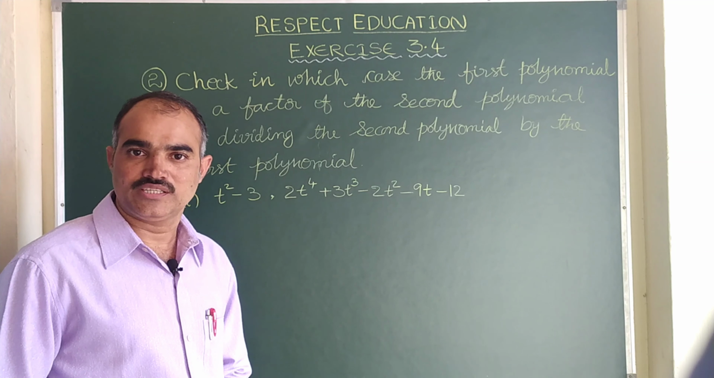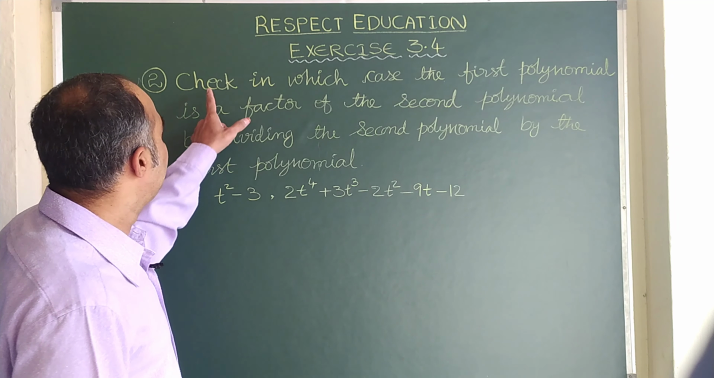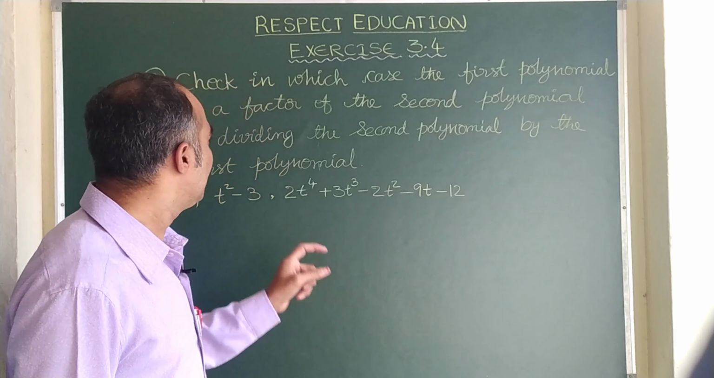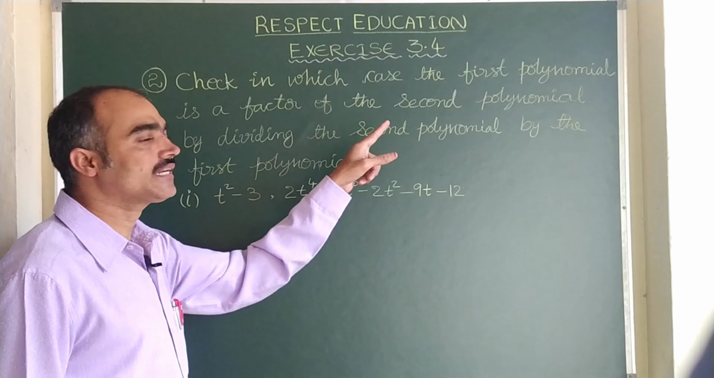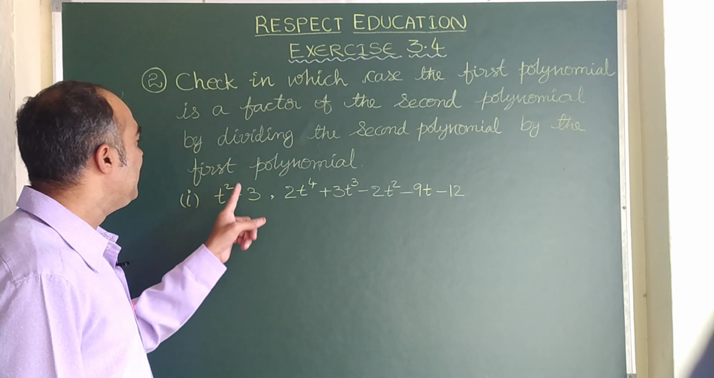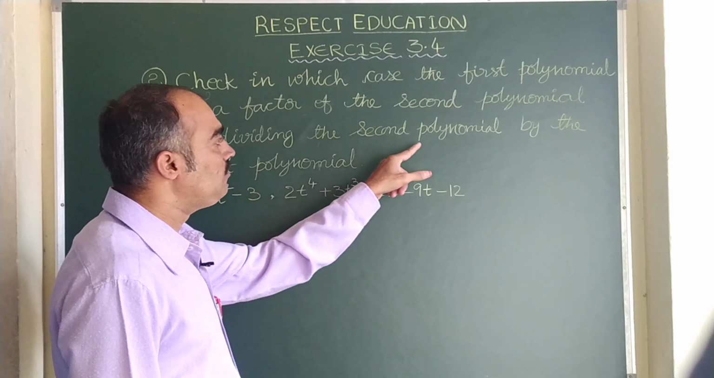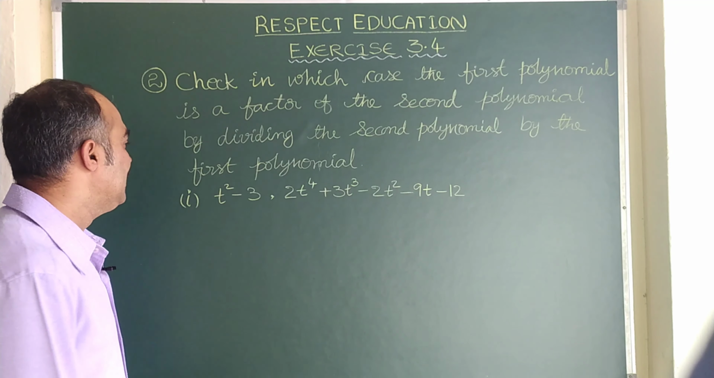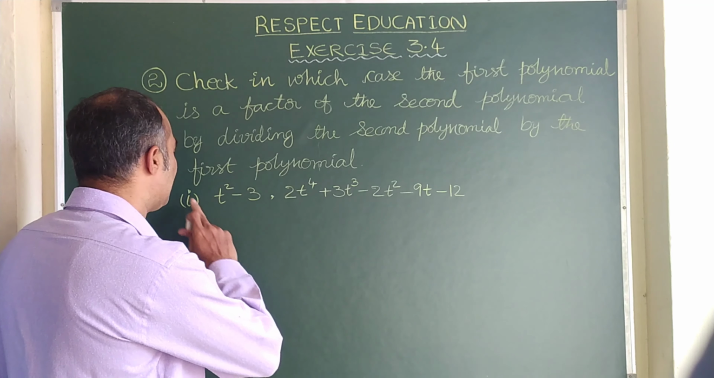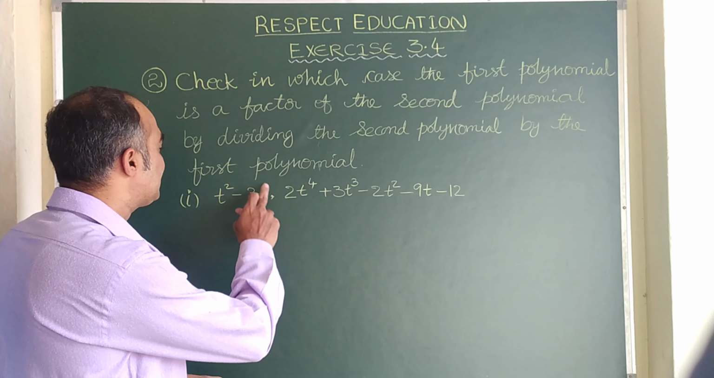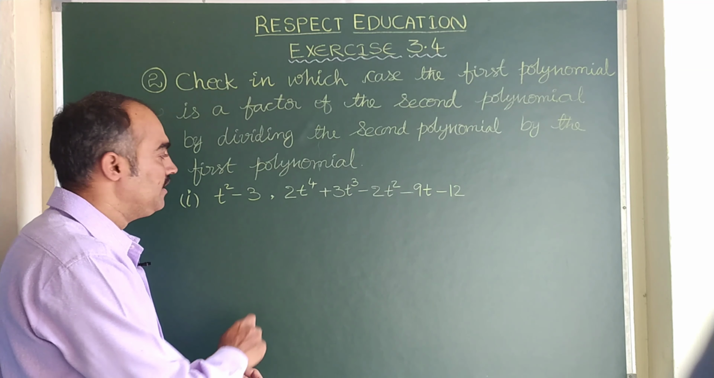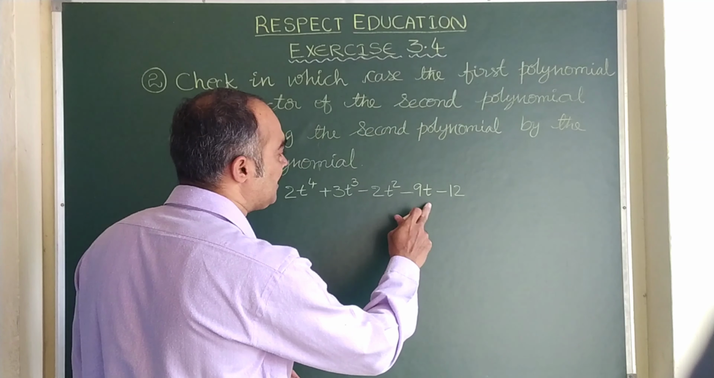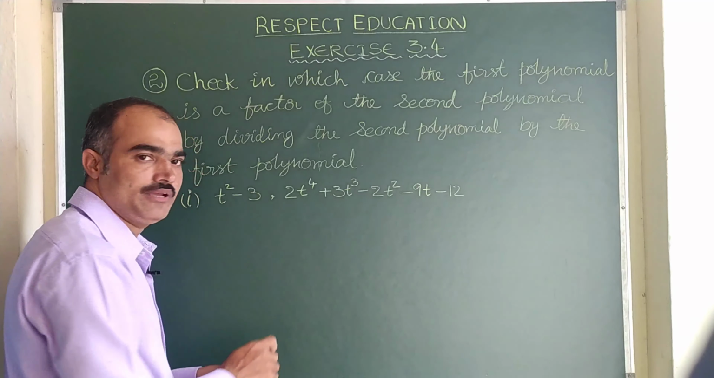Now let us see the next question, that is the second question. Check in which case the first polynomial is a factor of the second polynomial by dividing the second polynomial by the first polynomial. Means here two polynomials are given, children. In this first bit you see t square minus 3 is the first polynomial. 2t power 4 plus 3t cube minus 2t square minus 9t minus 12, this is the second polynomial.